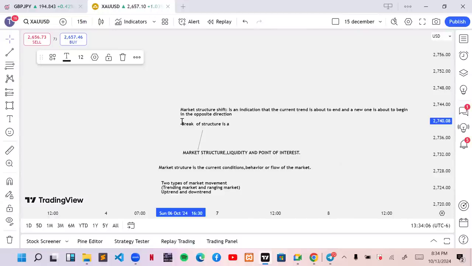Break of structure is a scenario where price breaks a key level, for example, a resistance or support level, while still being in its current trend.